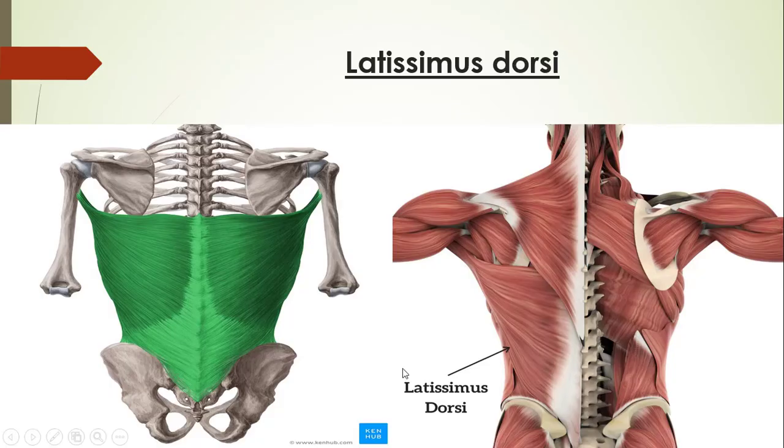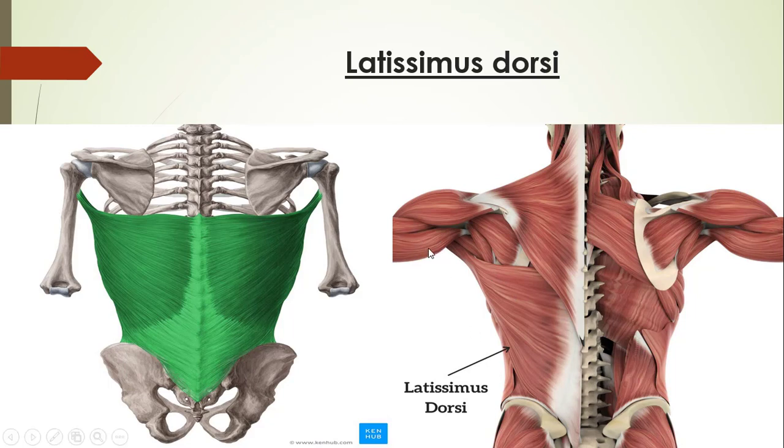Now latissimus dorsi: shape, position, origin, insertion, blood supply, nerve supply, and type of movement. The shape is also flat and triangular, and it tapers as it ascends to a narrow tendon that's attached to the anterior superior surface of the humerus. This is a 3D picture of the latissimus dorsi showing that it's attached to the anterior superior surface of the humerus. So according to this orientation, what is the type of movement?